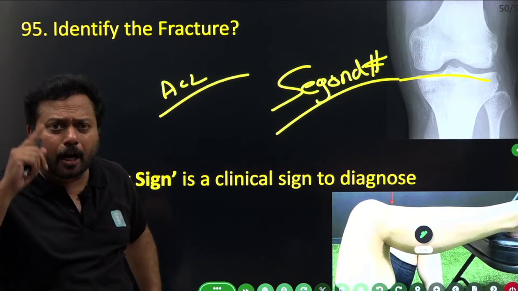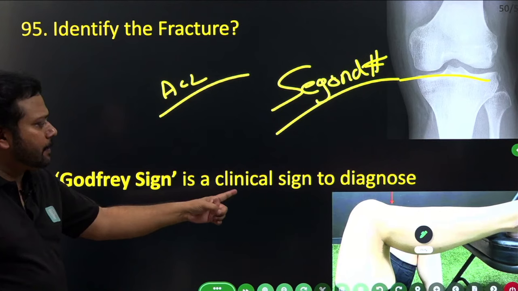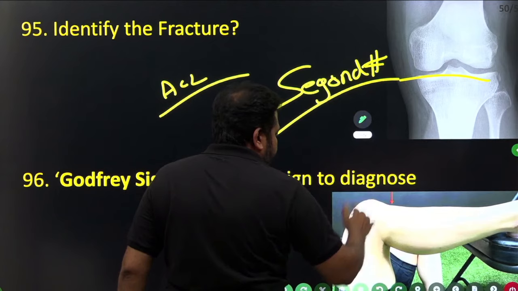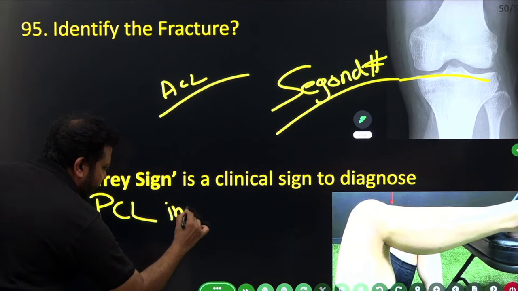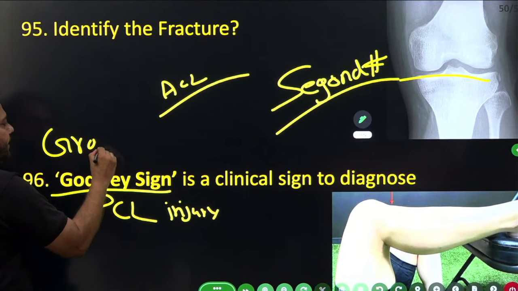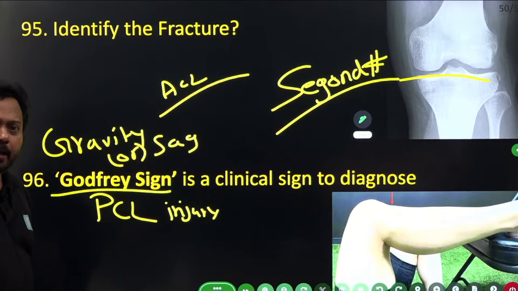Godfrey sign is a clinical sign to diagnose. Look at this very classically: at 90 degree flexion, you are able to see the sag, the tibial tuberosity is pulled down. So Godfrey's sign is positive in posterior cruciate ligament injury. This is called Godfrey's sign. Godfrey's sign is otherwise called gravity sign, otherwise called sag sign. So Godfrey's sign or sag sign.